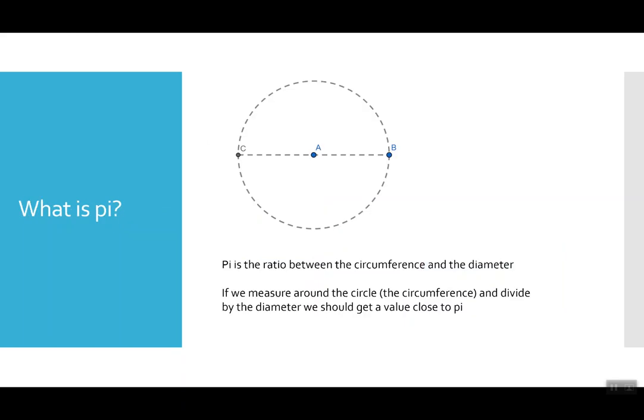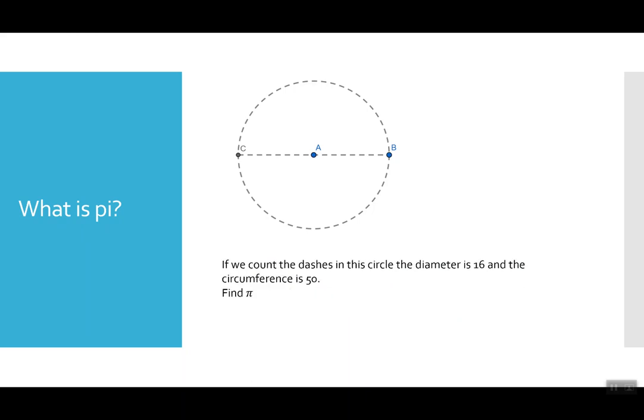So before we go on, let's say, well, what is pi? Pi is the ratio between the circumference and the diameter. If we were able to measure around the circle, the circumference, and then divide by the diameter, we should get something close to pi. So let's take this circle where I have dashes, and we can count up the dashes to kind of figure out what pi is close to. If you look at the diameter, you could bother and take the time to count, and the diameter has 16 dashes. The circumference has 50.